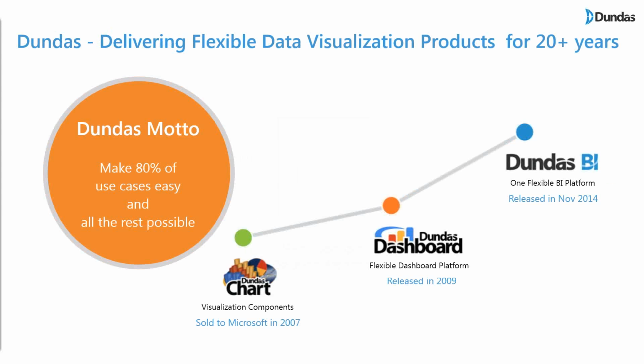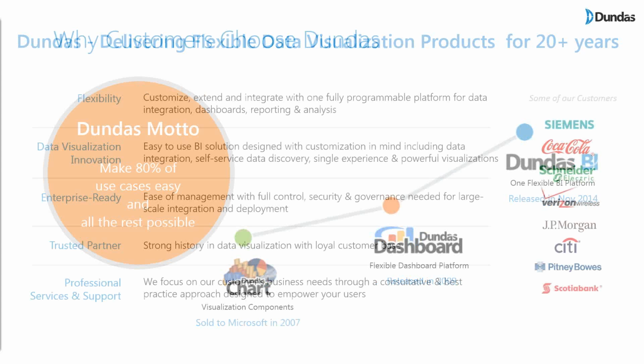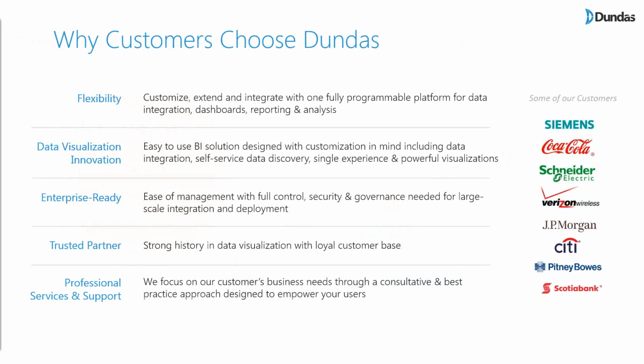Dundas has been a leader in data visualization business for over 20 years. We started off with the visualization components, then moved on to a full dashboarding platform called Dundas Dashboard. And our current product is called Dundas BI, which is an end-to-end flexible business intelligence platform. Dundas is known for its flexibility, the ease of customization, extensibility, and integration, where you'll get everything from dashboarding to reporting and analytics all in one platform, known for innovation and enterprise readiness. And we are a trusted partner for all your data visualization and analytics needs.